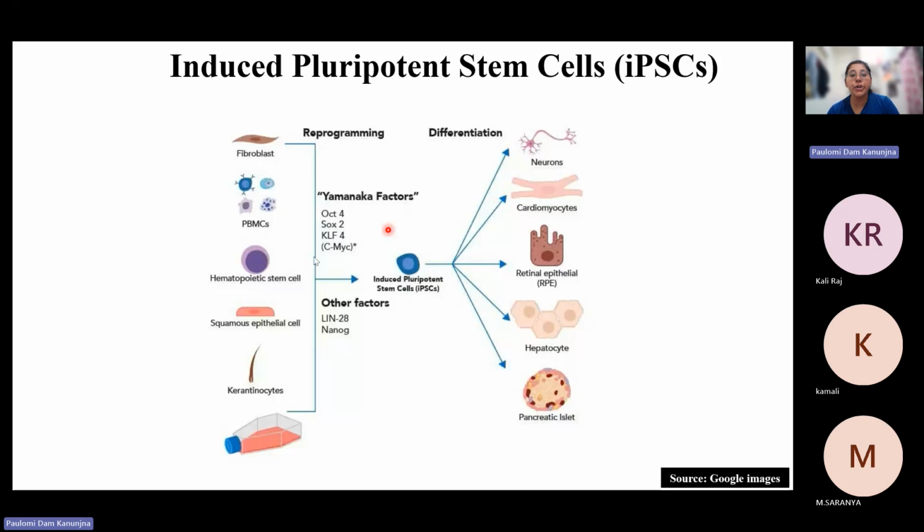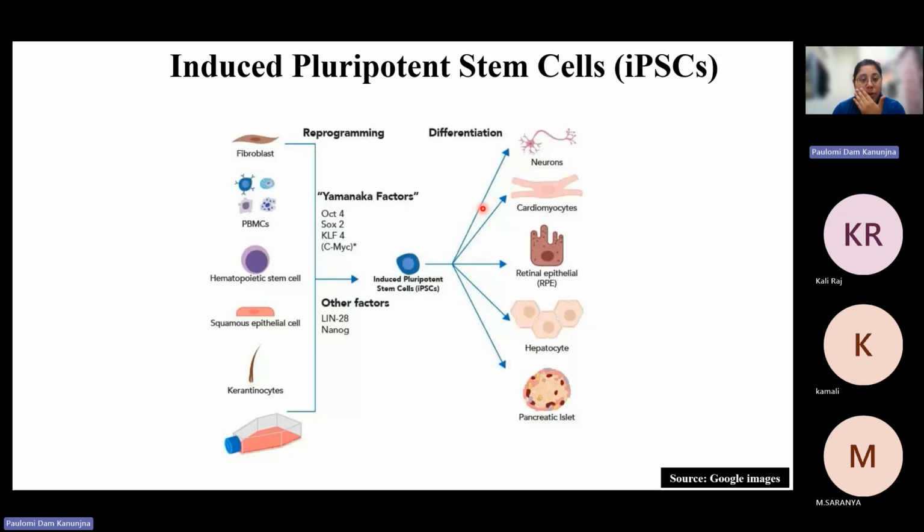Now, how do you do this? How do you reprogram these cells? As you can see on the slide also, there are hematopoietic stem cells, you have epithelial cells, all these cells which are forming. You can make them induced pluripotent cells and you can basically revert a step back. Okay. Now, these were first generated by Shinya Yamanaka, who also received the Nobel Prize for this.